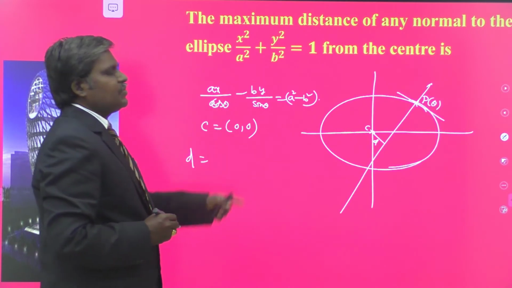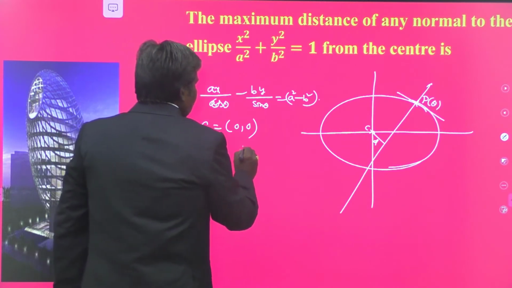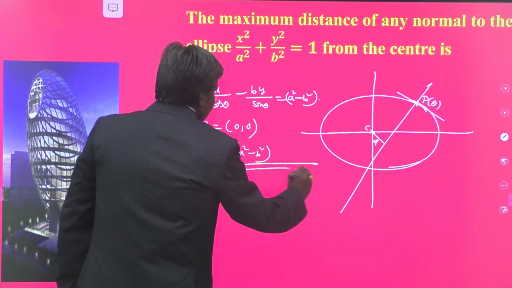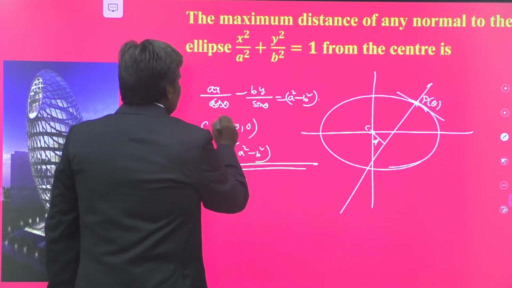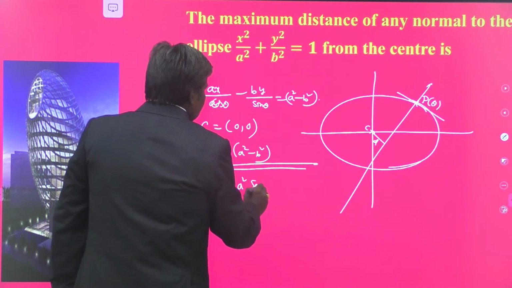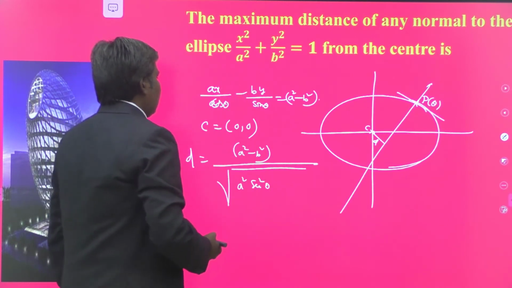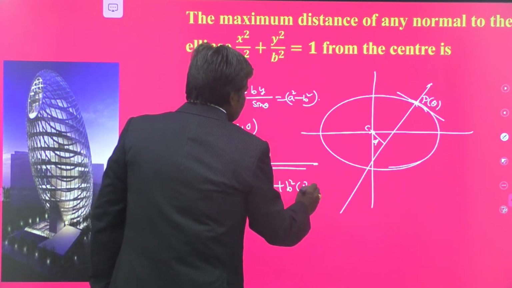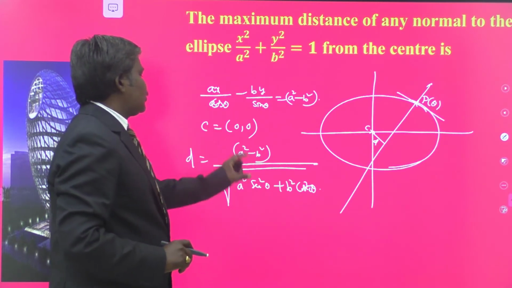Yes, modulus of c by root of a square plus b square. Modulus of c we may take a square minus b square by square root of coefficient of x whole square plus coefficient of y whole square. A square times secant square theta, when cos theta comes to the numerator, that is secant theta. A square secant square theta plus b square cosecant square theta. So this is the distance.